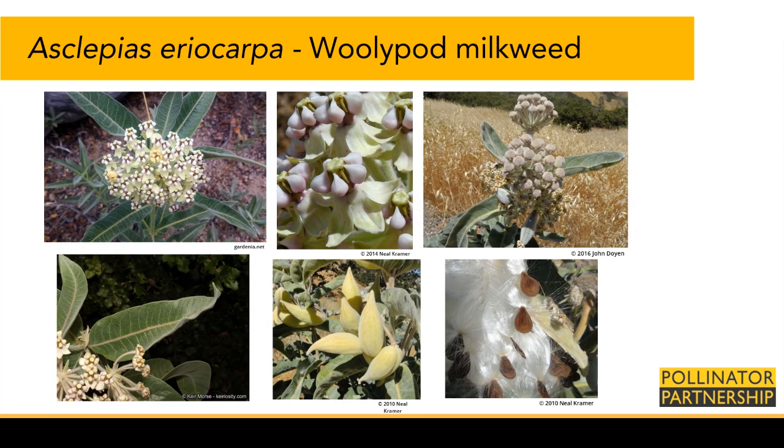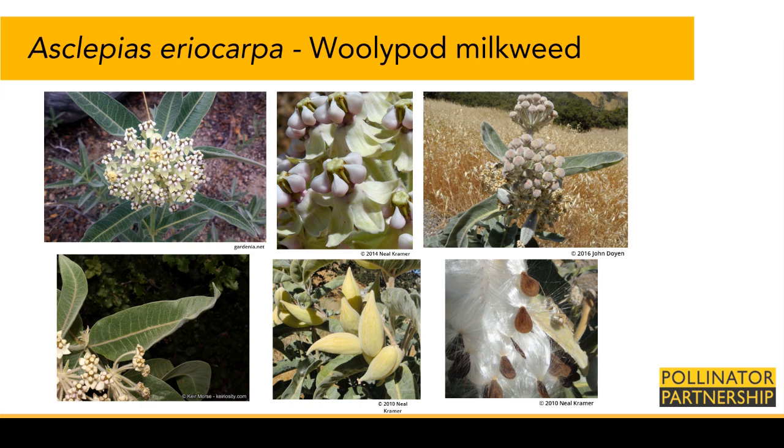Asclepias areocarpa, or woolly pod milkweed, is a robust, upright plant that can reach up to 3 feet tall. It is easily recognized by its dense covering of fine, white hairs, which give the leaves and stems a soft, woolly appearance. The leaves are narrow and lance-shaped, arranged in whorls or opposite pairs along the stem. Clusters of creamy white to pale pink flowers appear at the top of the plant in early to mid-summer. Each flower cluster is shaped like an umbel, a rounded grouping of flowers that resemble an umbrella.